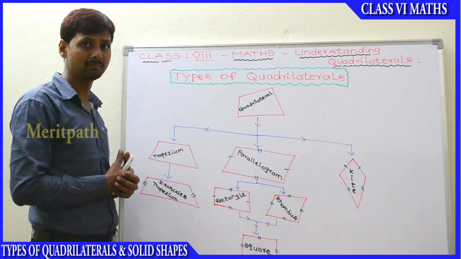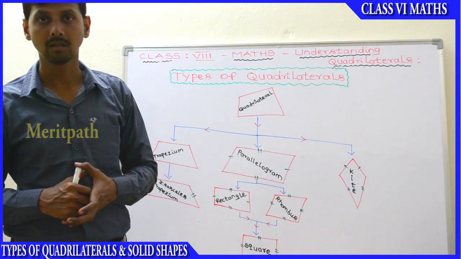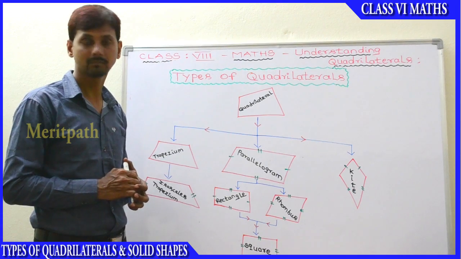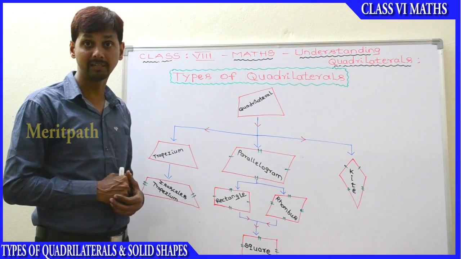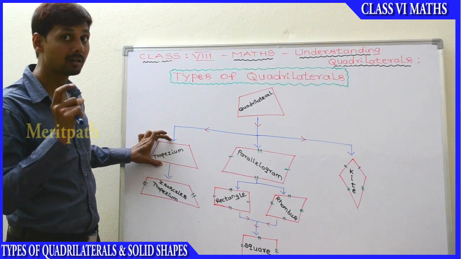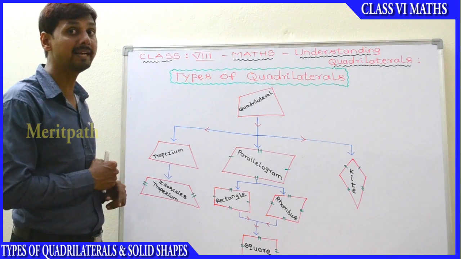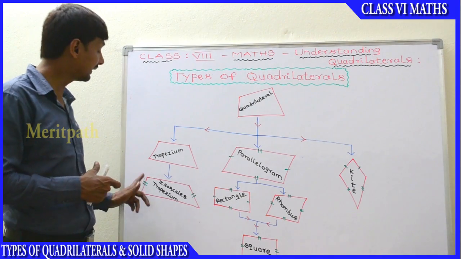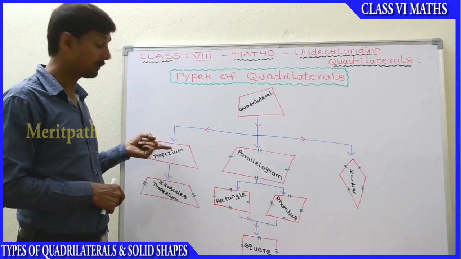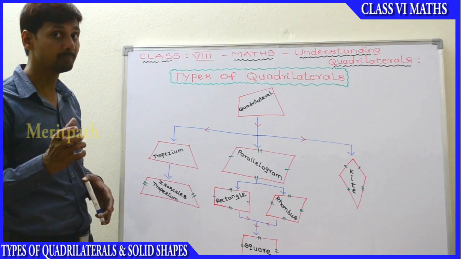In a trapezium, if non-parallel sides are equal, then we call it an isosceles trapezium. Non-parallel sides are equal. One pair of opposite sides are parallel to each other, so these are non-parallel sides. A trapezium becomes an isosceles trapezium when non-parallel sides become equal.